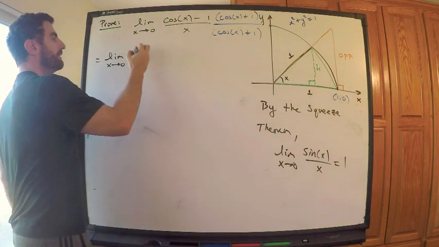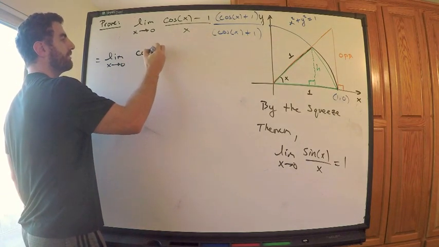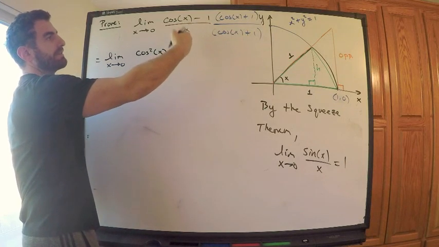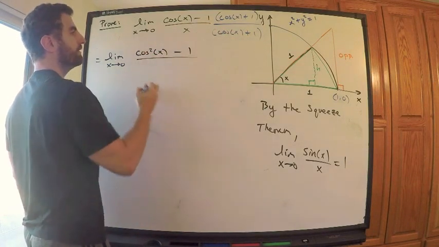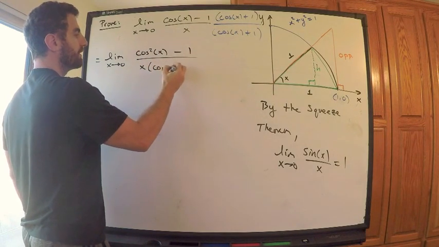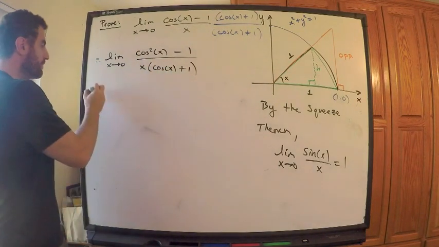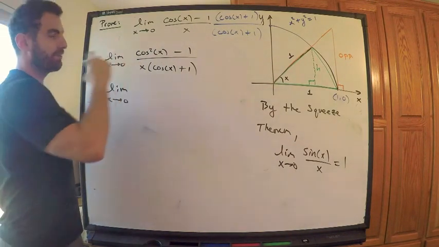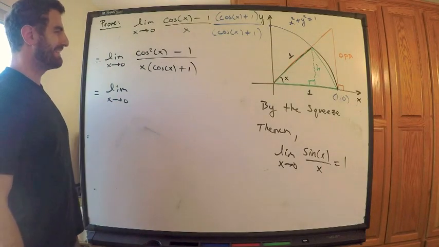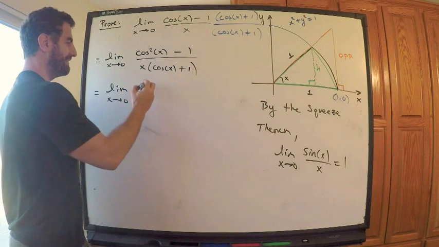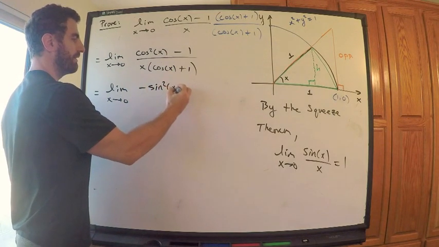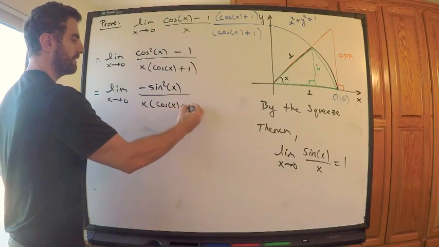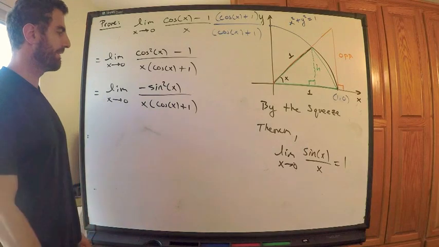Look what happens. The numerator is going to be cosine squared x. If I do the foiling up top, minus cosine x plus cosine x, those cancel, minus 1, over x times cosine x plus 1. What is the numerator? The limit as x approaches 0. The numerator, cosine squared x minus 1, what is that? Negative sine squared of x divided by x times cosine x plus 1. What the heck am I going to do here?